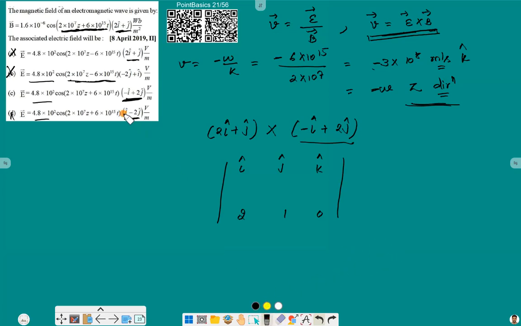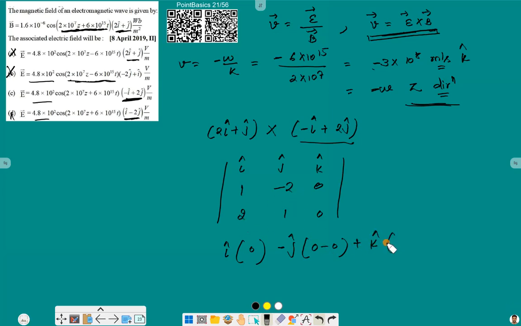Now I'm using i minus 2j. So this will be 1 minus 2 and 0. So here I will be again 0 minus of j, and here we will get 1 into 0 and 2 into 0 again. I think I might have made some mistake in the previous one. Let us check this one.